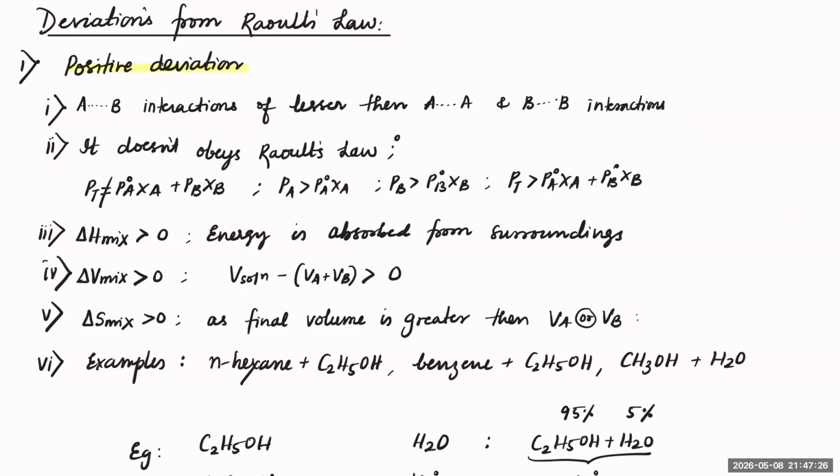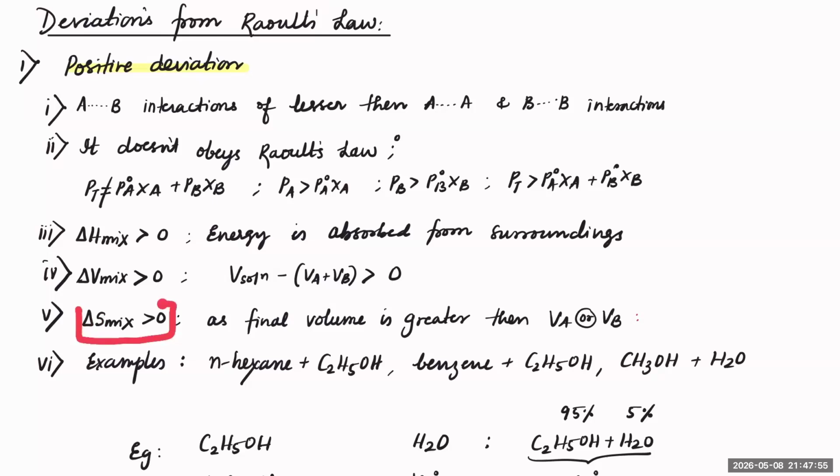Because the interactions are weak, correct? The particles can move more easily. To move around, they will absorb energy from the surroundings and use that for their kinetic energy. Therefore, delta H of mixing will be greater than 0 in positive deviation. And because energy is absorbed, the particles are slightly away from each other. The overall volume of the solution will be slightly greater than the sum of the individual volumes.